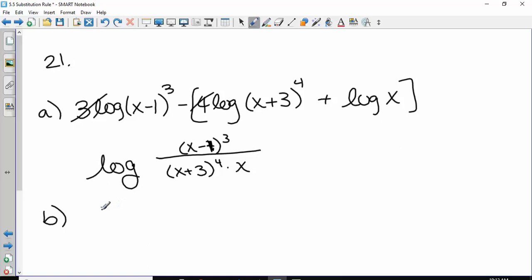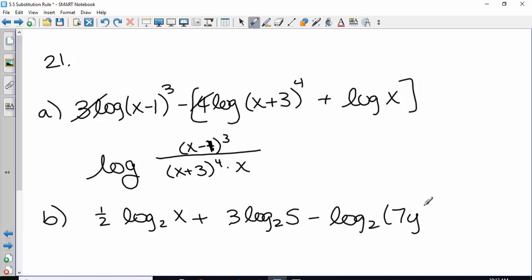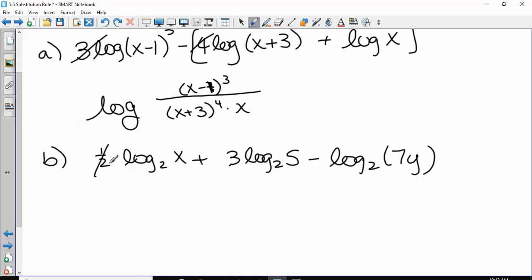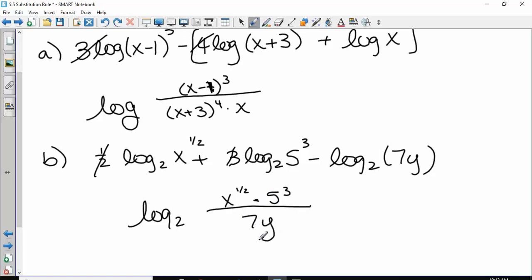So B, we have 1/2 log base 2 of x plus 3 log base 2 of 5 minus log base 2 of 7y. So coefficients turn into exponents. We have the log base 2. So we have x to the 1/2 plus, so times 5 to the 3rd minus, so divided by 7y. And you could leave it like that. You could change the top to 125 x to the 1/2 or 125 square root of x. All of those things are equivalent.